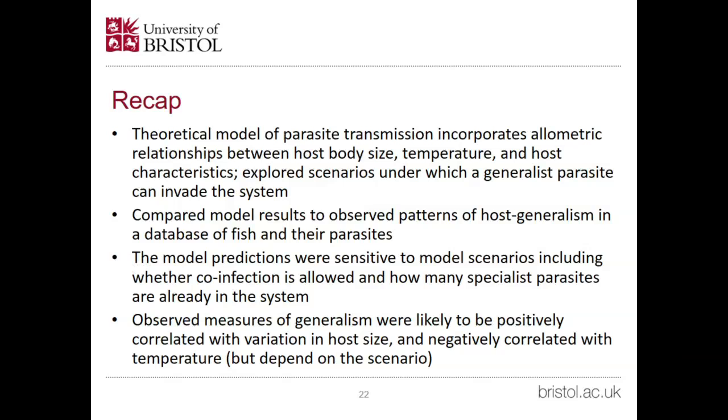So what we did is we took a theoretical model and compared it to these observed patterns in the data. And because the model predictions were so sensitive to the model scenarios, we can't really say anything strongly about those specific questions that we looked at.